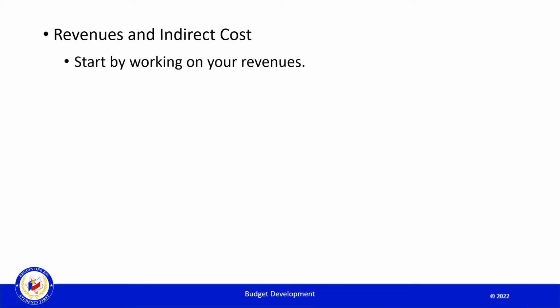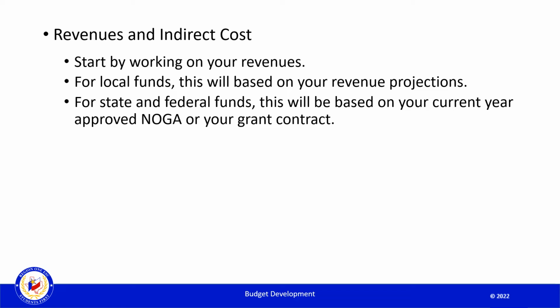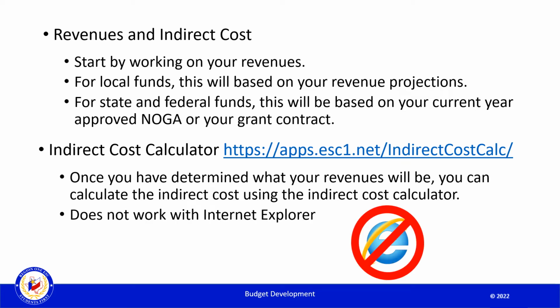Start by working on your revenues. For local funds, this will be based on your revenue projections. For state and federal funds, this will be based on your current year approved NOGA or your grant contract. Once you have determined what your revenues will be, you can calculate the indirect cost using the Indirect Cost Calculator. This slide contains a link to that calculator. Keep in mind that this calculator does not work well with Internet Explorer. Let's look at how the indirect cost is calculated using the Indirect Cost Calculator.